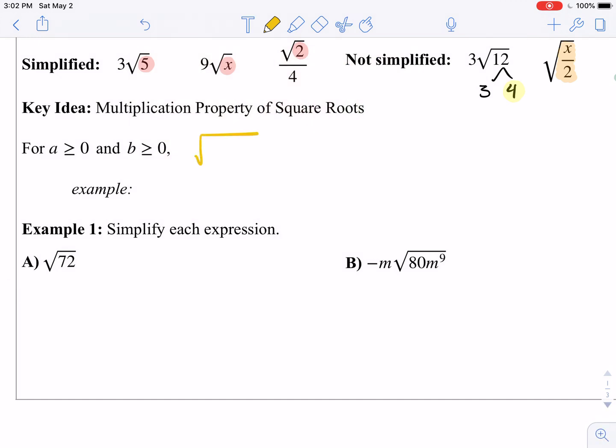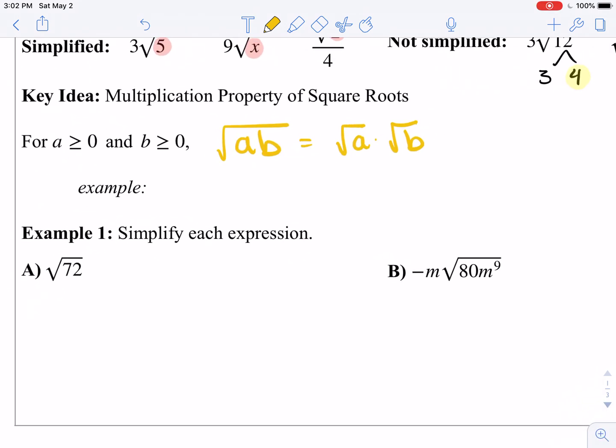So if you have the square root of a times b, then you can break that up into the square root of a times the square root of b. Now, why does this work? Well, let's look at an example.